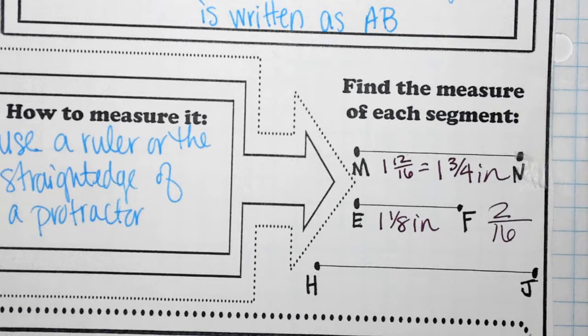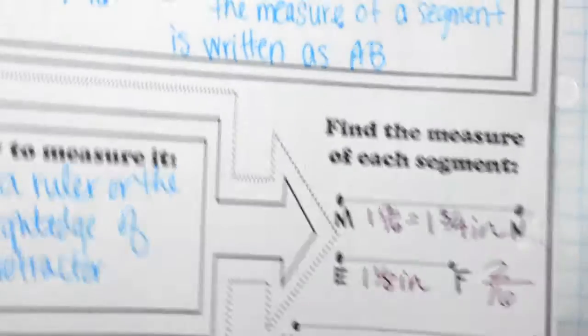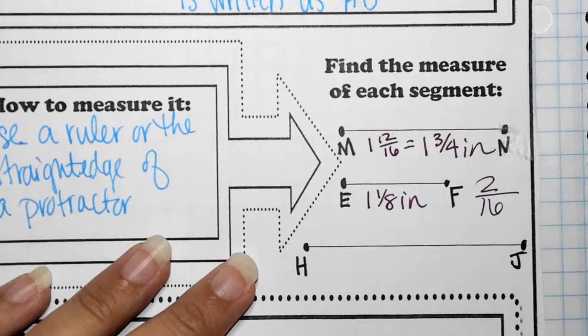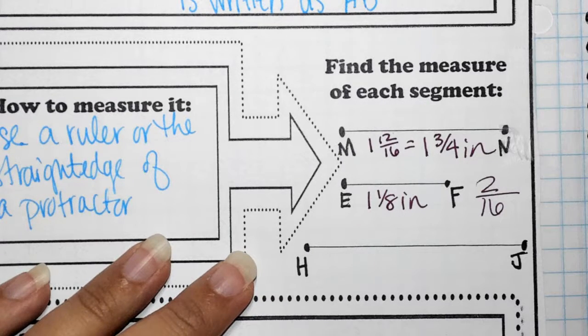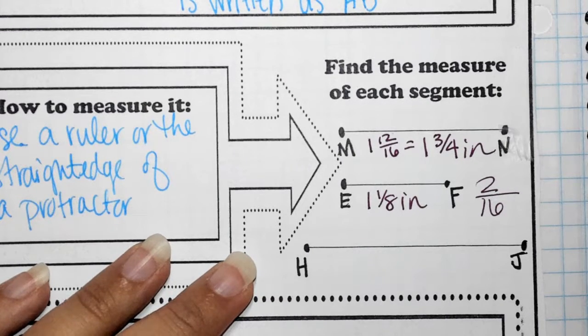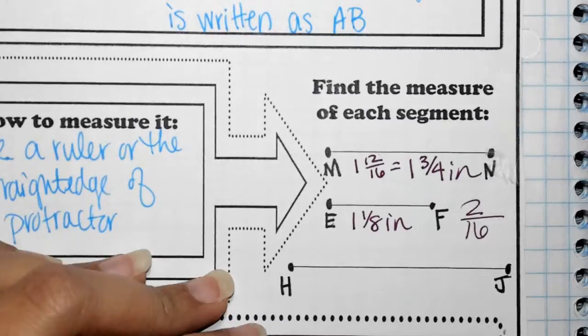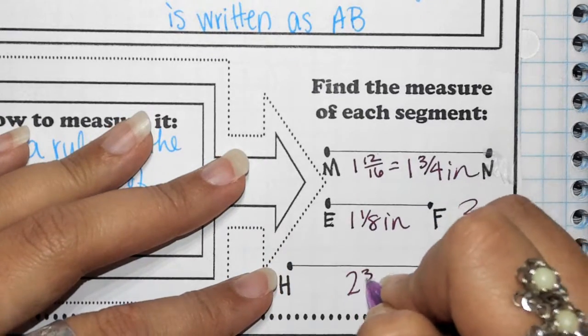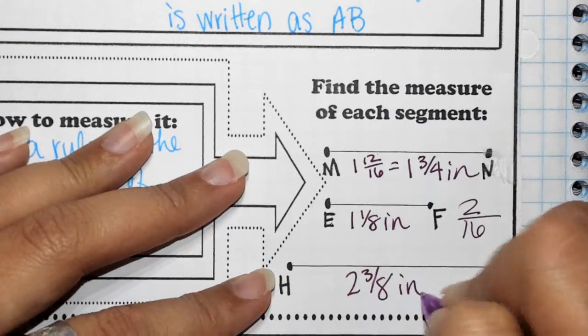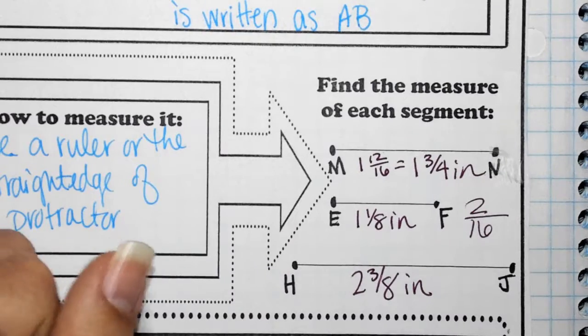All right, Abby, what'd you get for HJ? Look at you go. Yes, because it was a team effort on the end of that.